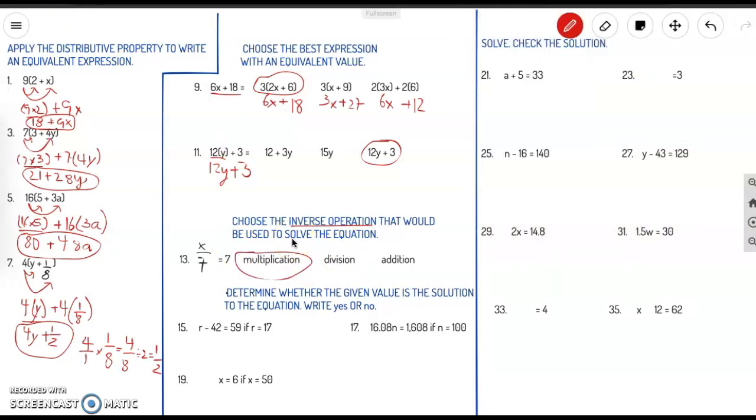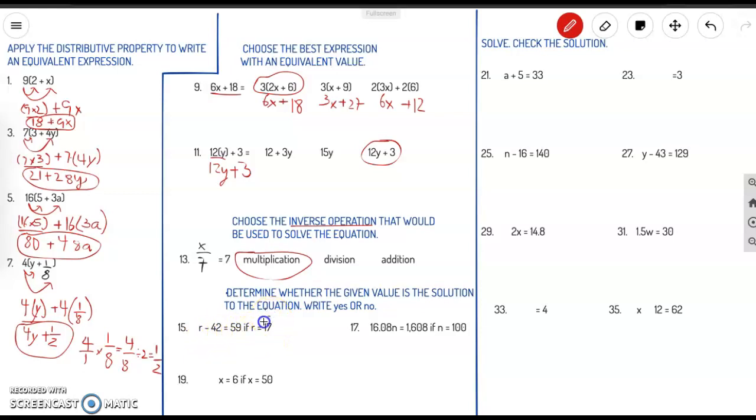Determine, so tell whether the given value is the solution to the equation, yes or no. Okay, so we're going to be substituting. So 15, r minus 42 equals 59 if r equals 17. So let's go ahead and substitute the 17 for r.